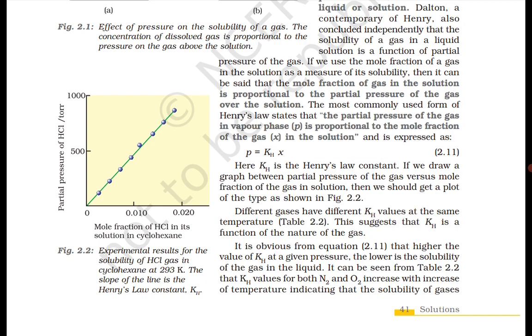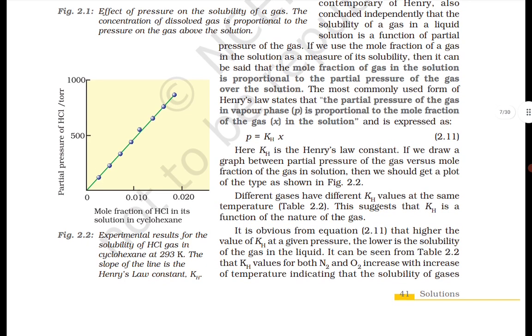If we draw a graph between the partial pressure of the gas versus mole fraction of the gas in solution, then we should get a plot of the type shown in figure 2.2, the experimental result for the solubility of HCl gas in cyclohexane at 293 Kelvin. The slope of the line is the Henry's law constant, KH, that is shown in figure 2.2.